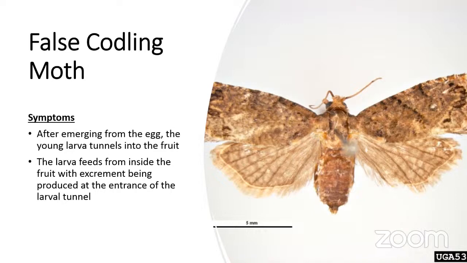mark. But for the false codling moth, once it burrows into the fruit, it will start feeding and excreting and bringing the excrement outside, and it will be more like a crater. In the middle, there will be a hole which is surrounded by this excrement.